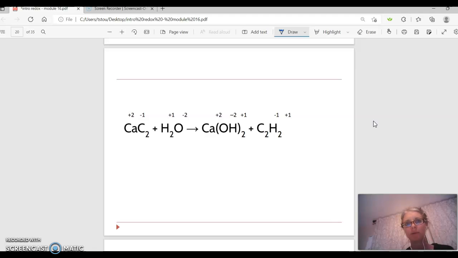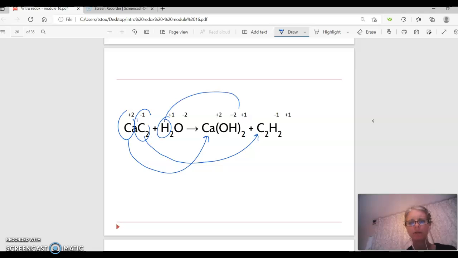I'm short on time, so I can't wait too long. Calcium goes from +2 to +2. That didn't change. Carbon, -1 to -1. That didn't change. H, +1 to +1. That didn't change. O, -2 to -2. That didn't change. There was no change in the oxidation states.